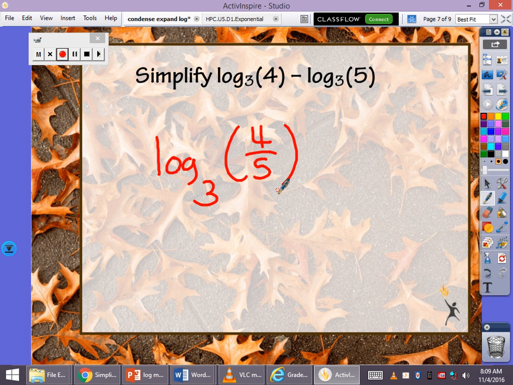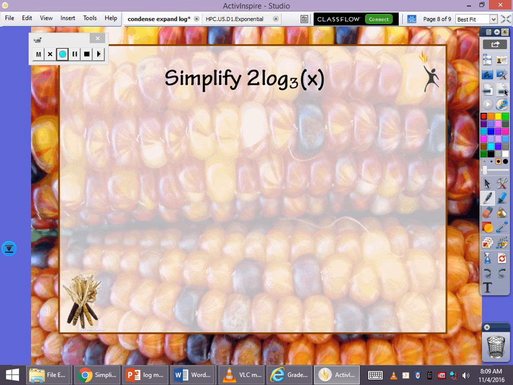You don't have to. I do it because when you go to put it in the calculator, it needs to be in parentheses, so it's just a habit. But the parentheses are not necessary. All right. Next one. Try it.